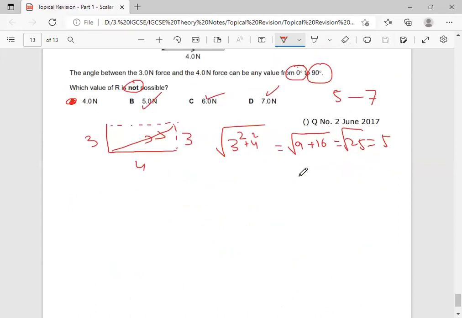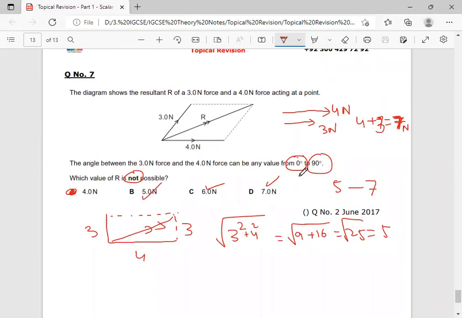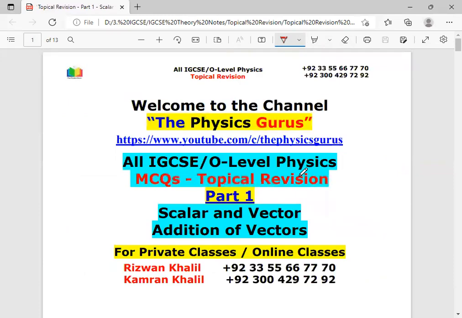So I hope now you are able to understand the MCQs related with scalar and vector quantities as well as addition of vectors.